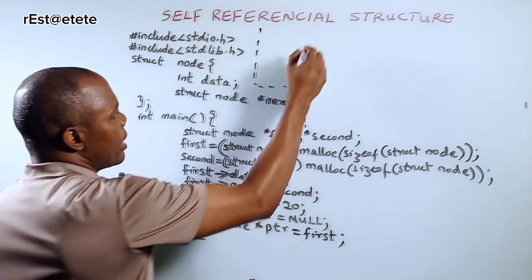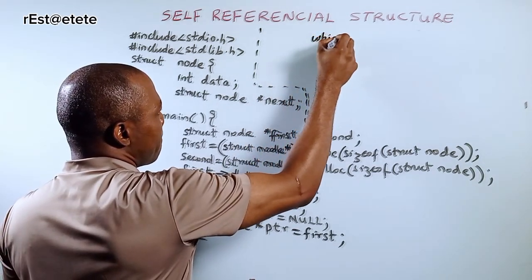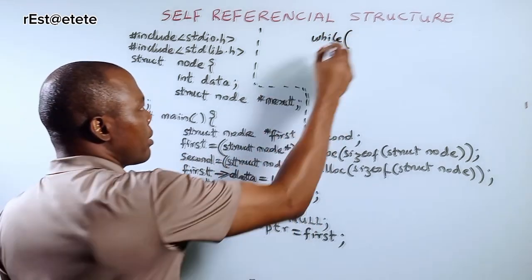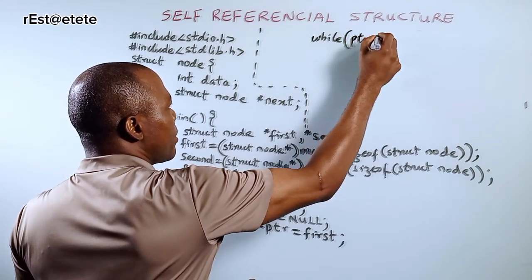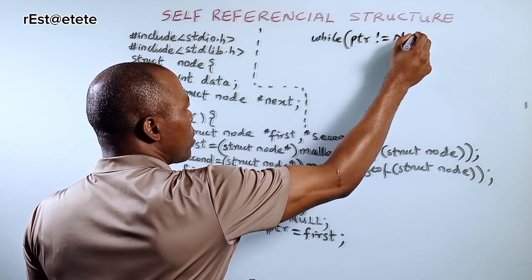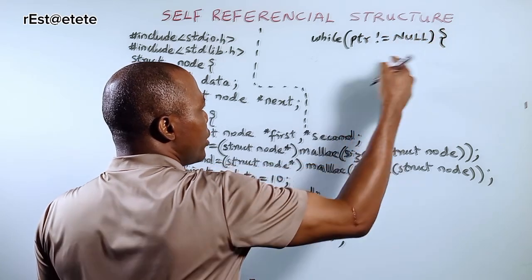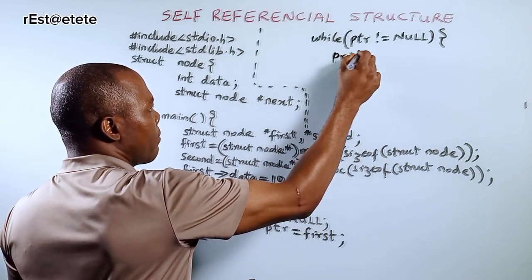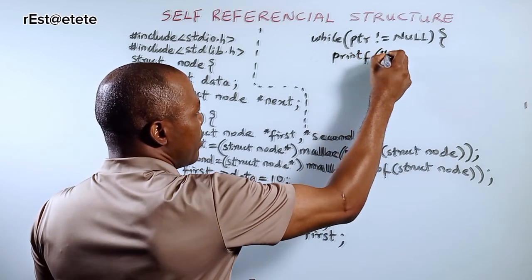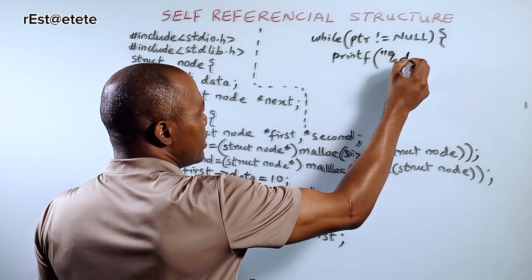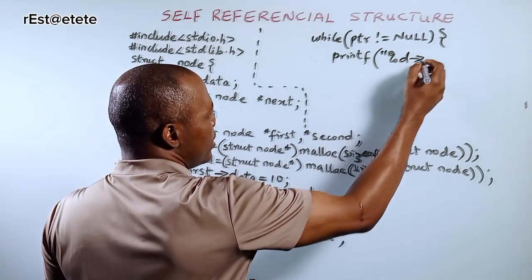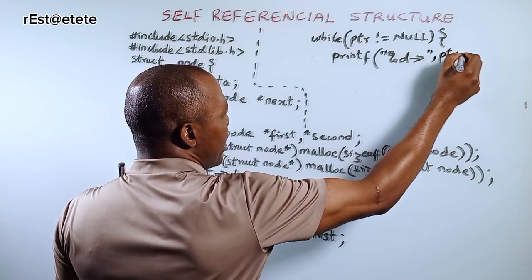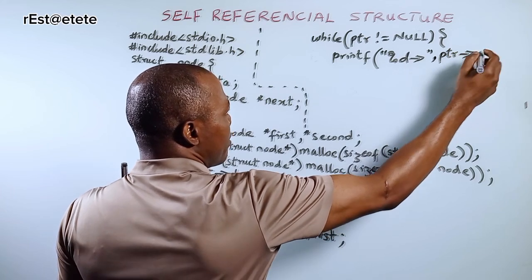So following this line, I will say while, then I'm going to write my condition. While ptr not equals to null, go in and do printf, inside bracket, I will do this percentage d. I want to put it this way, arrow, comma, ptr data.